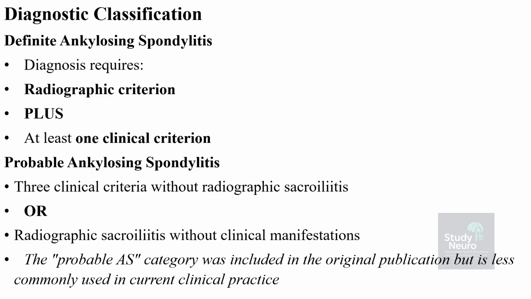There is also a category called probable ankylosing spondylitis. This was used when patients had all 3 clinical criteria without radiographic sacroiliitis, or when radiographic sacroiliitis was present without the required clinical features. This category is important historically. However, it is less commonly used in current clinical practice, where newer classification systems can identify patients with earlier or non-radiographic axial disease.